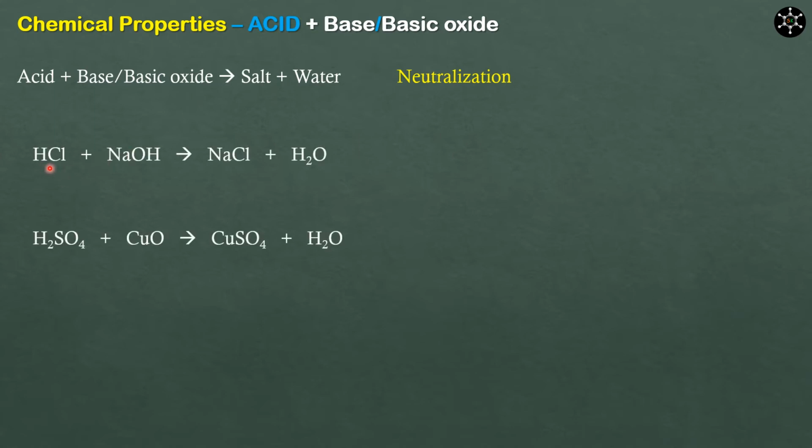For example, when HCl reacts with sodium hydroxide, we know we get sodium chloride salt and water. When sulfuric acid is made to react with copper oxide, which is a metallic oxide, so basic in nature, this gives copper sulfate salt and water as products. So we can generalize the statement: acid reacts with base or basic oxide to give salt and water as products.